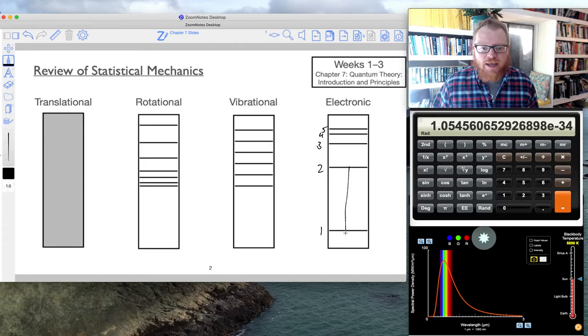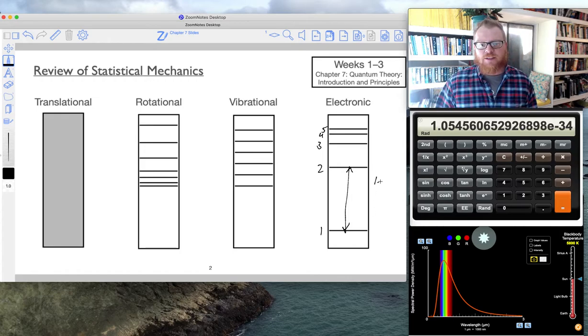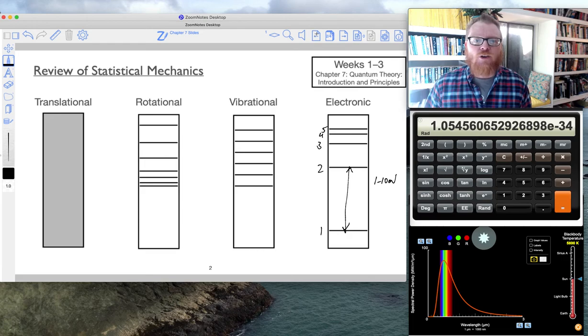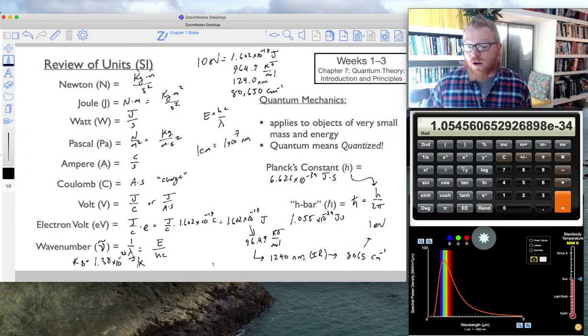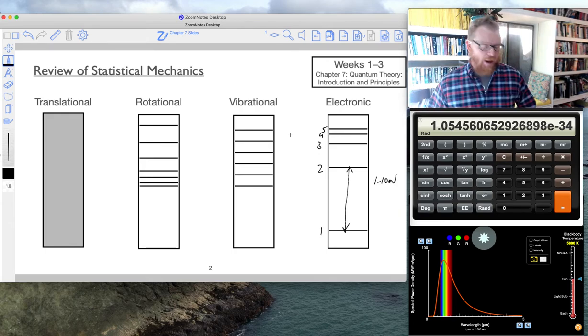And the energy spacing for a typical electronic transition, I'm just going to give this in terms of electron volts, is about 1 to 10 eV. If you remember that 1 electron volt is 1240 nanometer, that's IR. But 10 electron volt goes all the way up to 124 nanometer. So we'll see that that's going to predominantly span the visible and ultraviolet range.